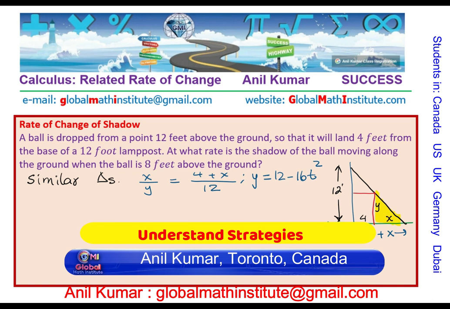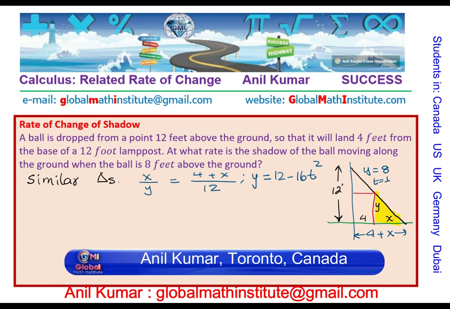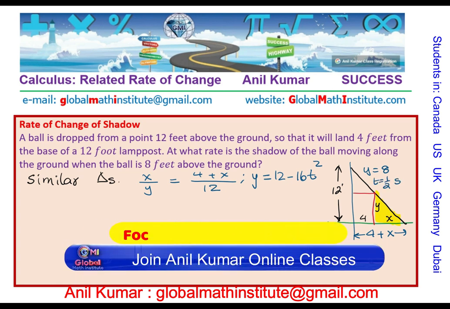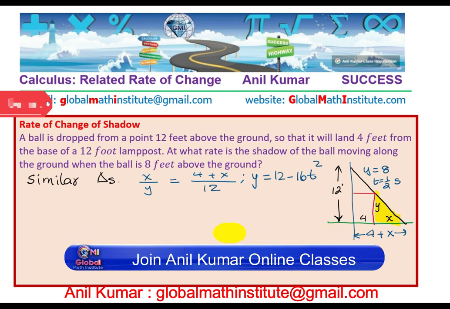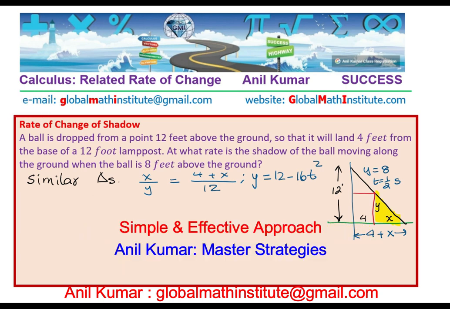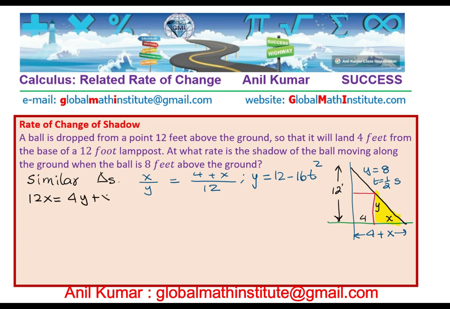We also found that when y equals 8, t equals half a second. Okay, great. So we have all this. Now let's isolate x. What we are going to do is take y on the other side, or we can just cross multiply first. So let's do this part. So we get 12x equals 4y plus xy. I just cross multiplied.